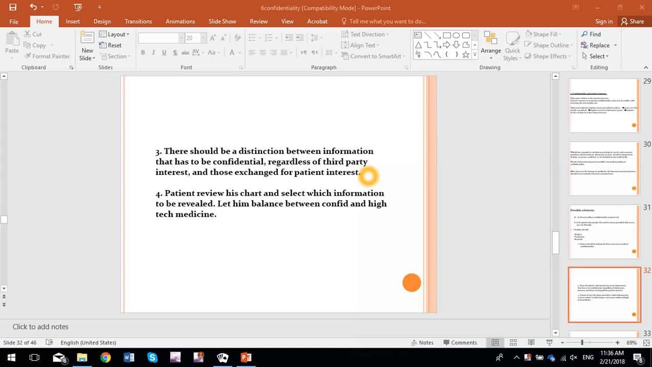The fourth is that the patient reviews his chart. This is another possible solution. Give the chart to the patient and he selects which information to be revealed and which to be concealed, and let him balance between confidentiality and high-tech medicine. Again, if he selects a certain piece of information to be kept, we need to make him understand that we can conceal it, but at the expense of your good medical care, if he agrees to that.